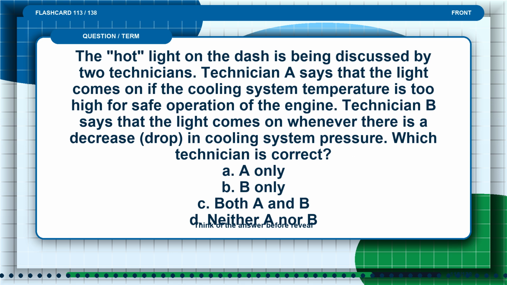Flashcard 113. The hot light on the dash is being discussed by two technicians. Technician A says that the light comes on if the cooling system temperature is too high for safe operation of the engine. Technician B says that the light comes on whenever there is a decreased drop in cooling system pressure. Which technician is correct? A only, B only, C, both A and B, D, neither A nor B. Pause and think of the answer before the reveal.